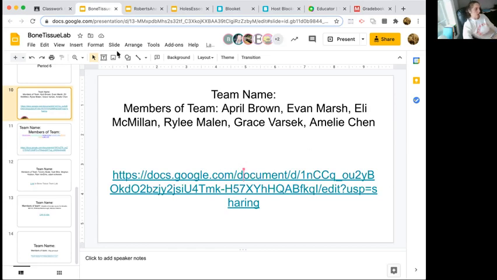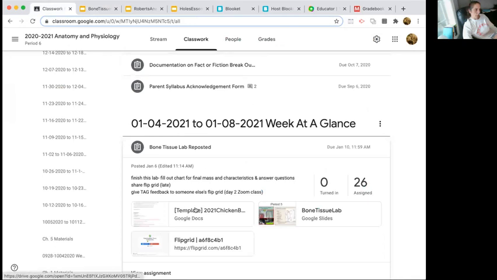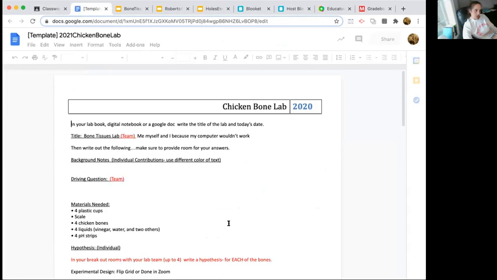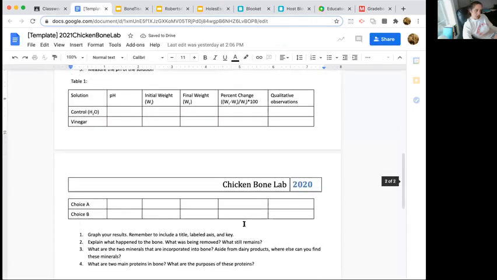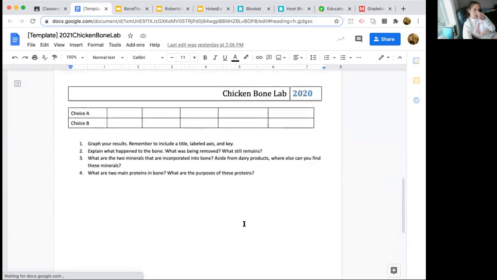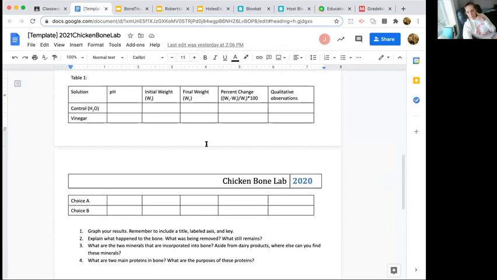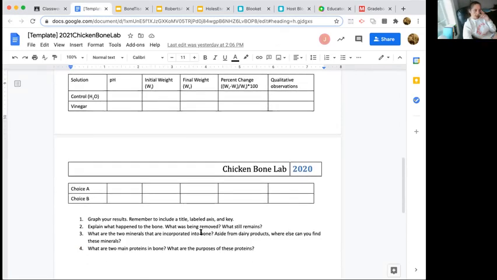So there are 3 questions that go with this lab. I'm going to pull them up on my screen too. Number 1 says graph your results. Remember to include a title, a labeled axis, and a key, meaning what did we notice about the masses? So you're going to need that before and after. You're welcome to do both of those on a graph at once, or you can do just percent change. So it's up to you how your team wants to do the graph.